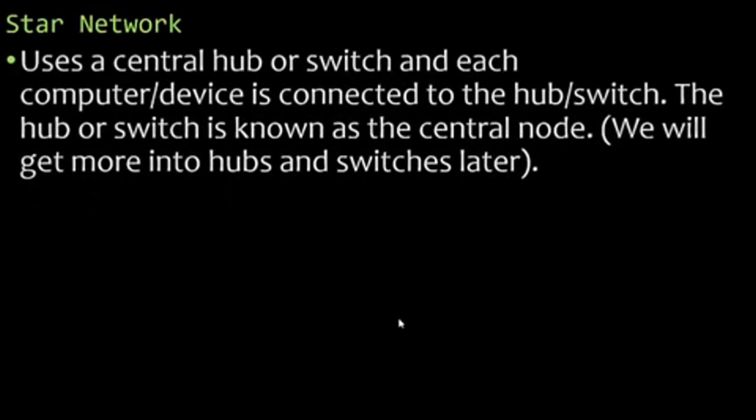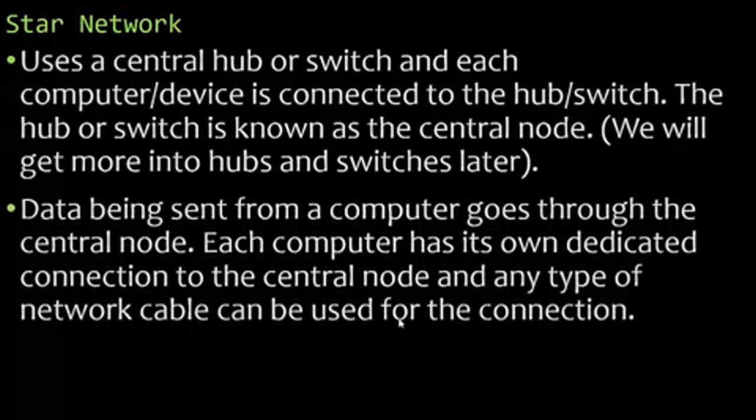It uses a central hub or switch, and each computer or device is connected to the hub or the switch. Now, the hub or switch is known as the central node, and we'll get more into hubs and switches later. But real quick, a hub broadcasts the data to every computer. The switches broadcast it to a specific computer. Now, if you're in my class, when you come to class, we'll be taking a look at a switch and how it works specifically. Data being sent from a computer goes through the central node. It goes through that hub or the switch.